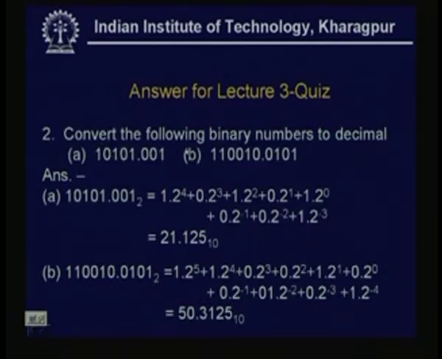The second question was to convert the following binary numbers to decimal. Here the binary radix is 2. Using the formula we did, 10101 means 1 into 2 to the power 4, where 4 is the place value. Similarly, 0 into 2 to the power 3, plus 1 into 2 squared, 0 into 2 to the power 1, 1 into 2 to the power 0, and the non-integer part 0 into 2 to the power minus 1, 0 into 2 to the power minus 2, 1 into 2 to the power minus 3. If we do this computation, we get 21.125 in the decimal number system. Similarly, for the other one we get 50.3125 in decimal.